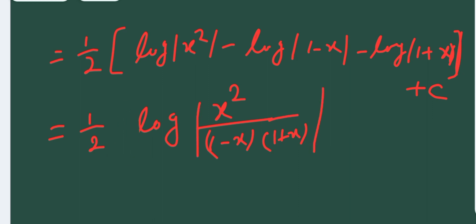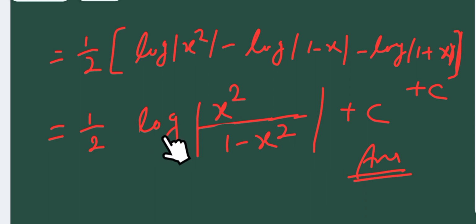Log x square upon 1 minus x into 1 plus x. Using the formula a minus b into a plus b, I can write this as 1 minus x square. So this will be our final answer, correct. Half log x square divided by 1 minus x square plus c, this will be our final answer, okay.